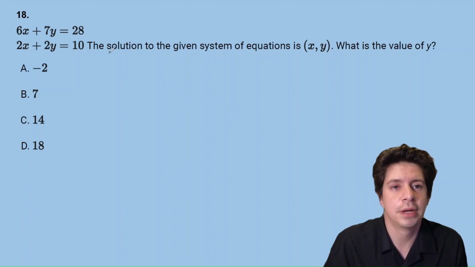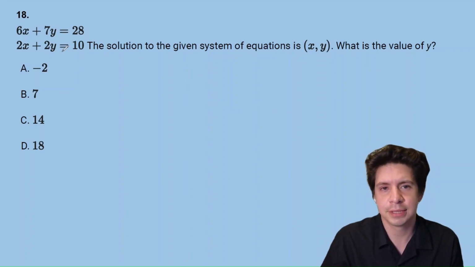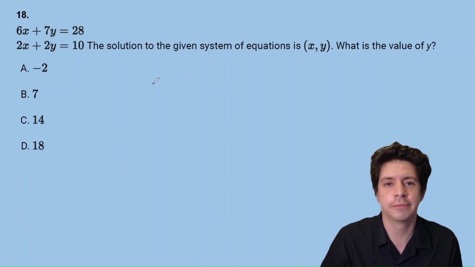6x plus 7y equals 28. 2x plus 2y equals 10. The solution to the given system of equations above is (x, y). What is the value of y?